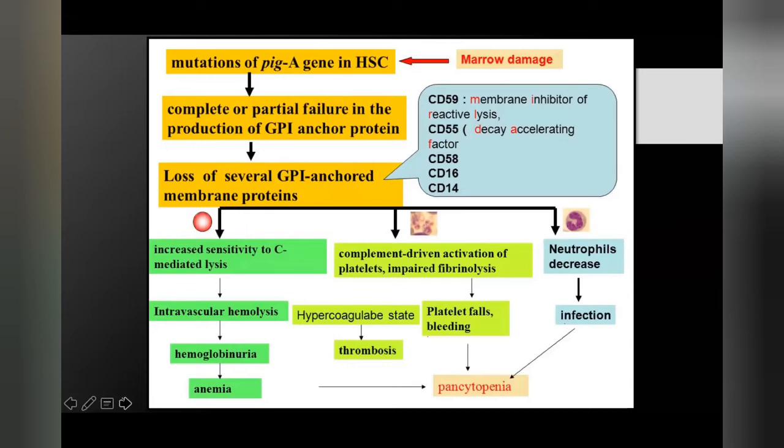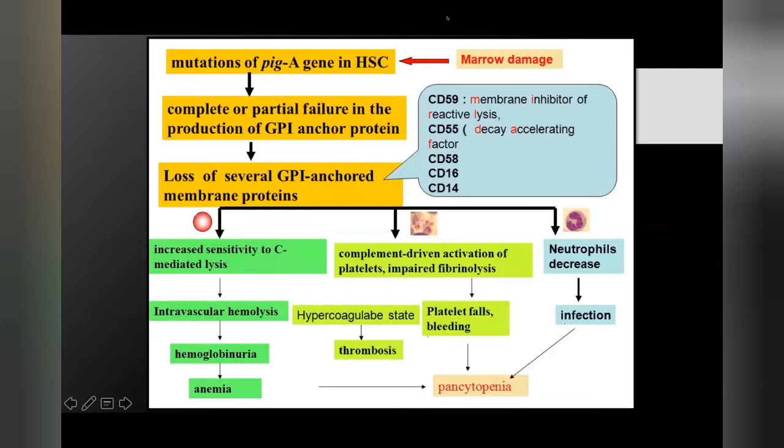And thrombotic events are very common in these patients, especially at unusual sites, like mesenteric vein thrombosis, Budd-Chiari syndrome, and pulmonary arterial hypertension. All these features can be noticed in patients of PNH. Also, because the platelets are being consumed in this hypercoagulable state, there is thrombocytopenia and increased risk of bleeding.